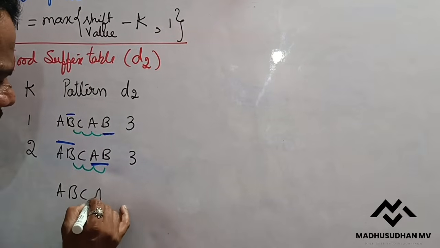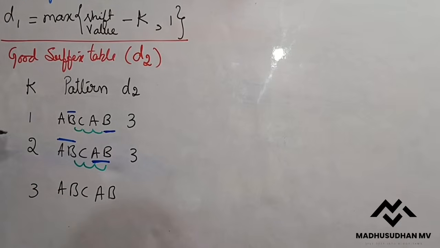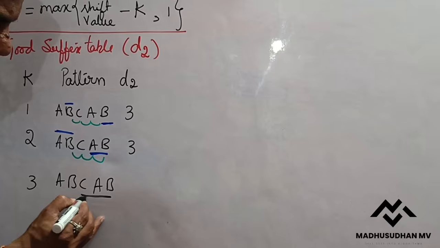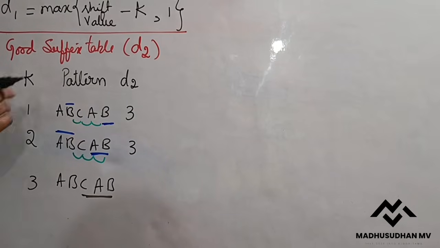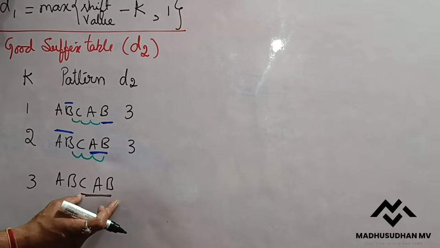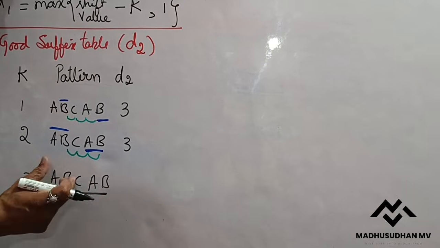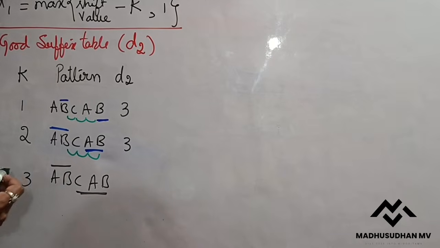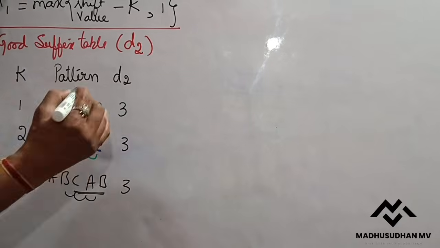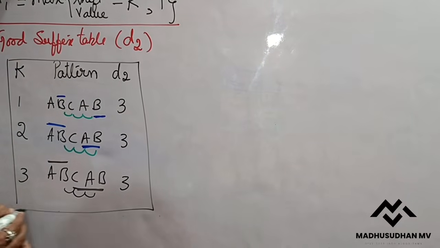Okay, A, B, C, A, B. Now if suppose 3 characters have been matched and after that a mismatch occurs. Now that means C, A, B. So this is a match. So you check CAB. Is CAB there? No. So that means all 3 characters are not there. But out of these 3, 2 characters are there. So that only you check. Now again this is a distance 1, 2, 3. So this is also 3. For this example, this is the good suffix table.